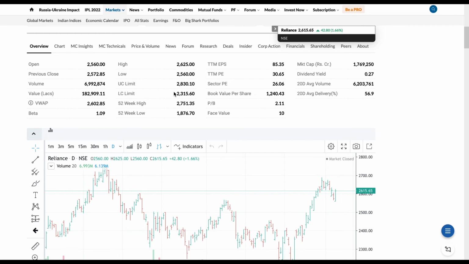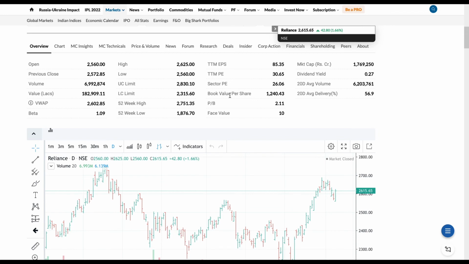So here we can see the current market price of Reliance Industries is 1,779.25. Sorry, my bad. The market cap is actually at rupees 17,69,270 crore, and this shows that the market value of the company is a lot.